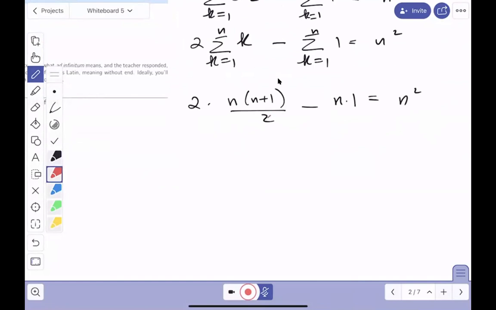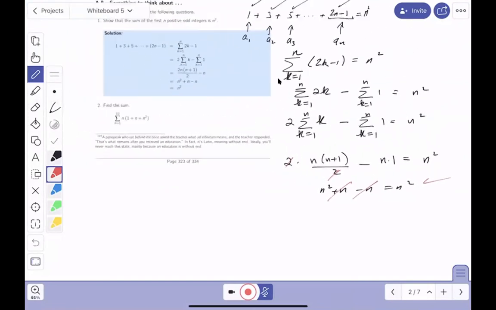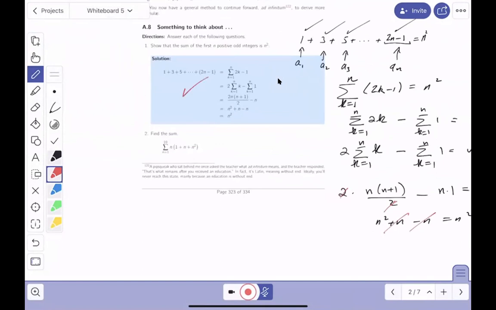Let's go through it. The 2 cancels off. What are we left with? n squared plus n minus n, and that certainly equals n squared. Why is that? They cancel off. So we just did what we were supposed to do, and we got that done. This is done.